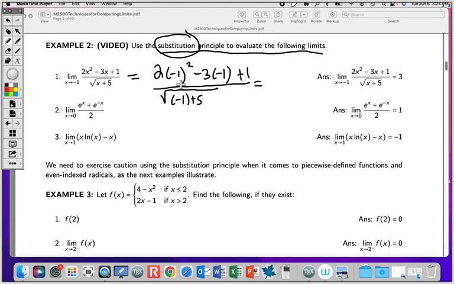So I can just simplify this. -1 squared is 1, times 2 is 2, plus 3 is 5, plus 1 is 6. -1 plus 5 is 4, square root 4 is 2, and so my final answer is 3.